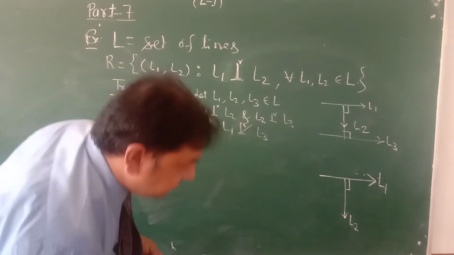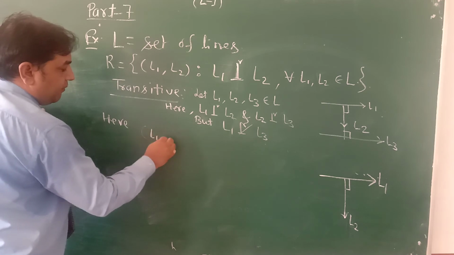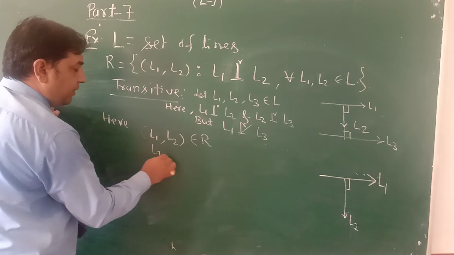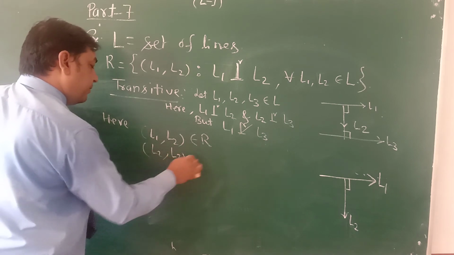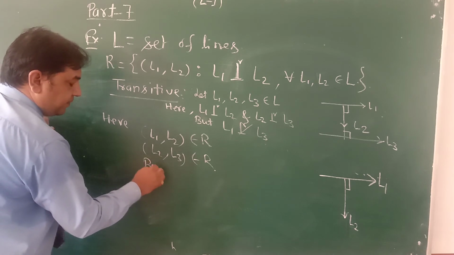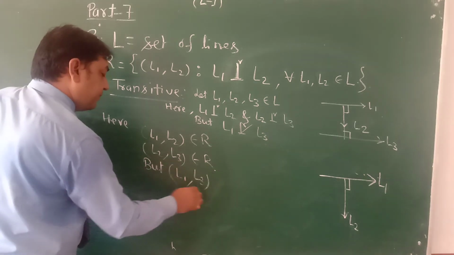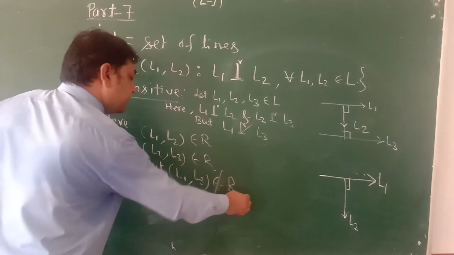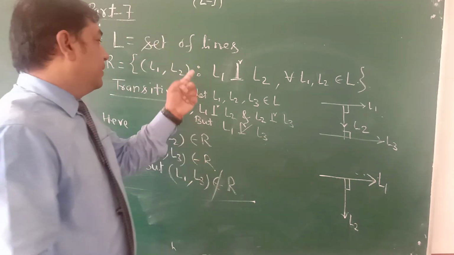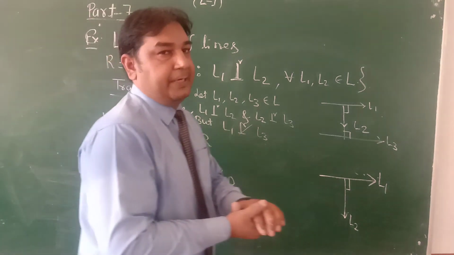That is, here (L1, L2) belongs to R, (L2, L3) belongs to R, but (L1, L3) does not belong to R. So this relation is neither reflexive nor transitive, but only symmetric.